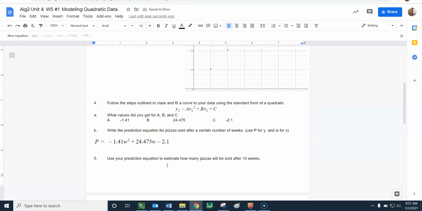Awesome. Next, it says to use your prediction equation to estimate how many pizzas will be sold after 10 weeks. Okay, so I'm going in for W, which is weeks, and I'm plugging in a 10. I'm going to get my calculator out, or we could use the Desmos, but I'm going to use the calculator on this spot. I'll show you guys what it looks like.